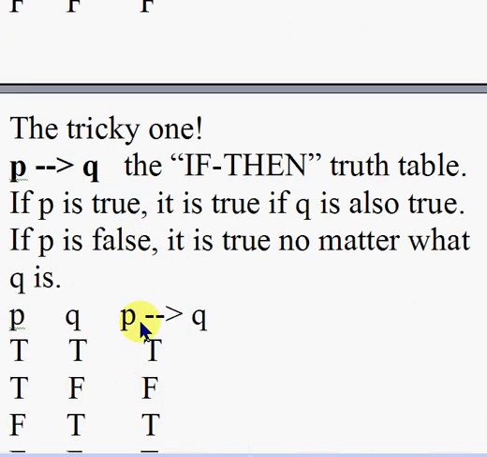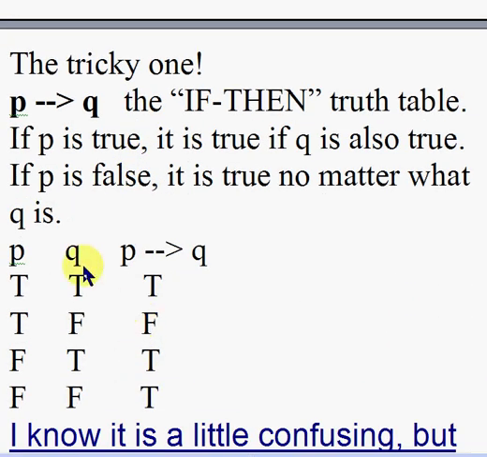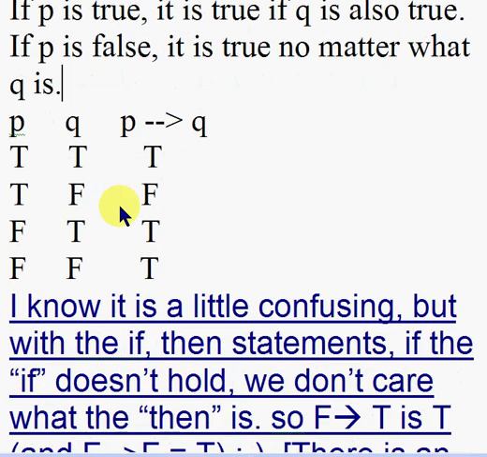Now let's look at the tricky one. P, and then this little arrow thing, Q. This is read if P, then Q. This is called the if-then truth table, and it's the trickiest one. Let's go over the basics. If P is true, then P implies Q is true if Q is also true. However, if P is false, P implies Q is true no matter what Q is. Let's look at the table.